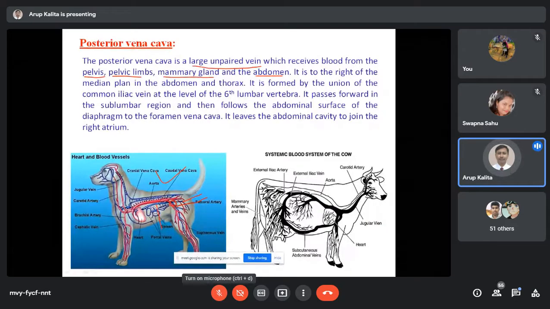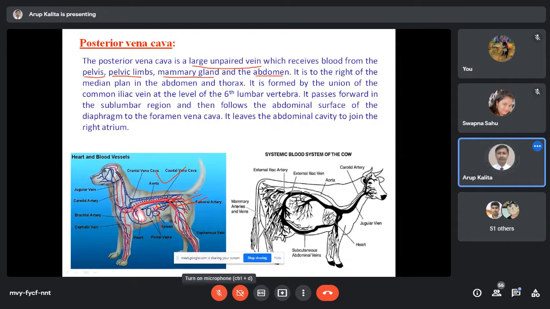You see, this is the posterior vena cava. So this vena cava, how is it formed? It is a single vessel that is formed by the union of the veins coming from the pelvis, pelvic limb, mammary gland, and abdomen. They will come anteriorly. And at the level of the diaphragm, it will pierce the diaphragm through the foramen vena cava and enter into the thoracic cavity.